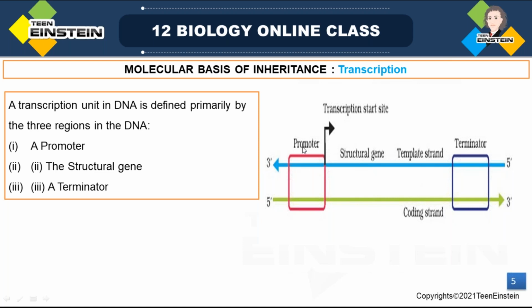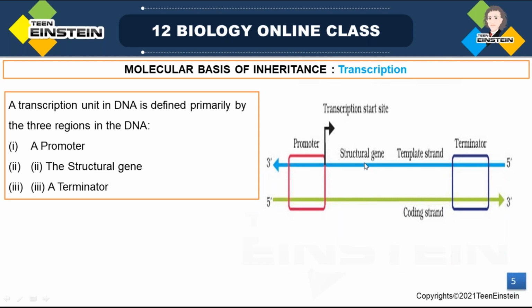Then the promoter sequence is located directly upstream, at the 5' end of the transcription initiation site. In transcription, everything we say is in reference to the coding strand. This is the coding strand that I'll explain. According to the coding strand, at the 5' end, that place, the promoter will be present.